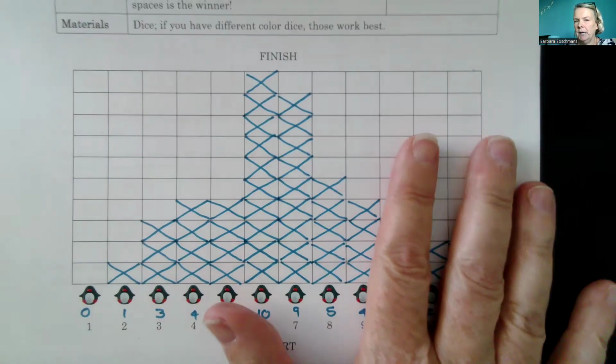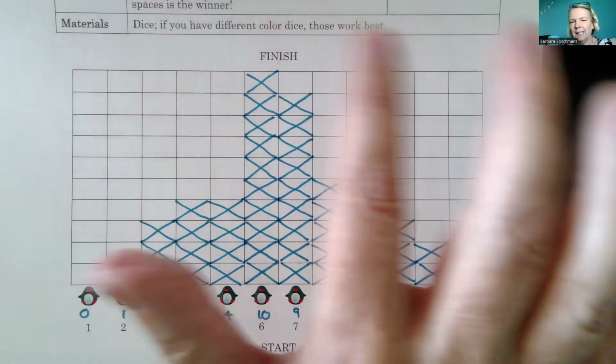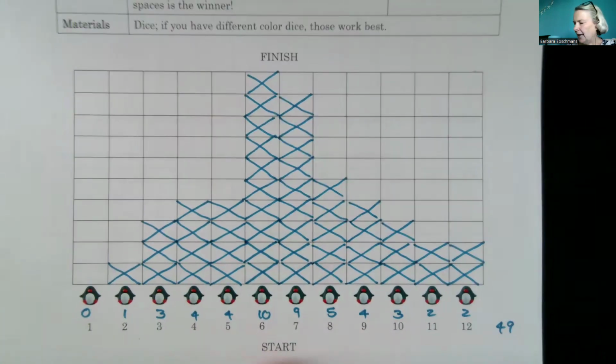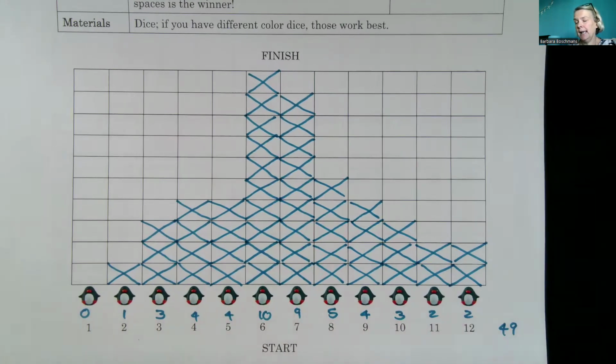Okay, so this is what mine looks like. Yours should look different. The probability that you actually have the exact same results for each penguin is really, really slim. What I did, it took 49 rolls. I counted how many times I rolled the different sums, and we're going to add that to a spreadsheet. So I'm going to go to the spreadsheet and show you where to enter your data.